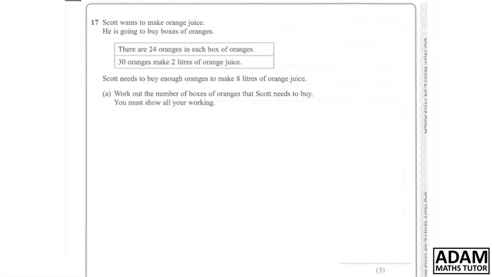Question 17. Scott wants to make orange juice. He is going to buy boxes of oranges. There are 24 oranges in each box of oranges, and 30 oranges make 2 litres of orange juice. Scott needs to buy enough oranges to make 8 litres of orange juice. Work out the total number of boxes of oranges that Scott needs to buy. You must show all of your working.